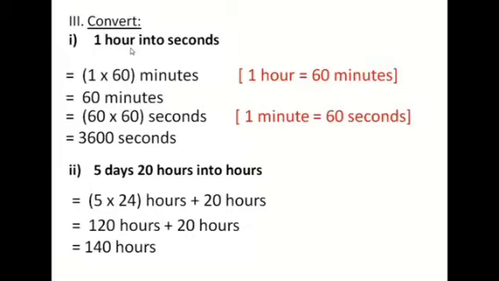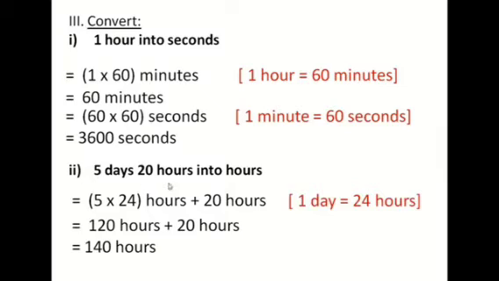Third main, convert 1 hour into seconds. You know 1 hour equals 60 minutes. So 1 into 60 gives you 60 minutes. 1 minute equals 60 seconds. So 60 into 60 gives you the total in seconds. So 3600 seconds.